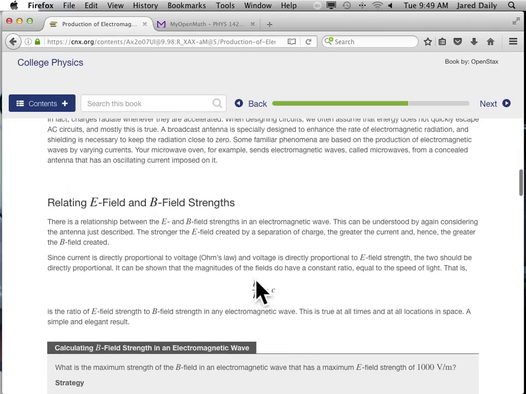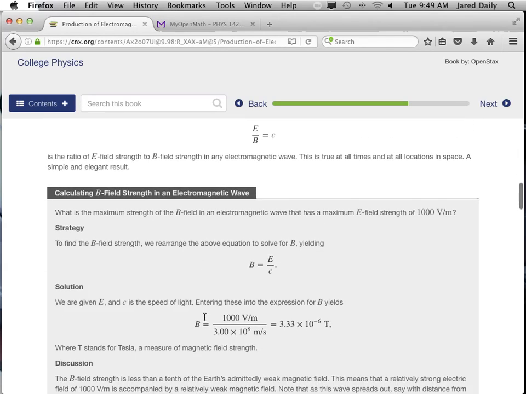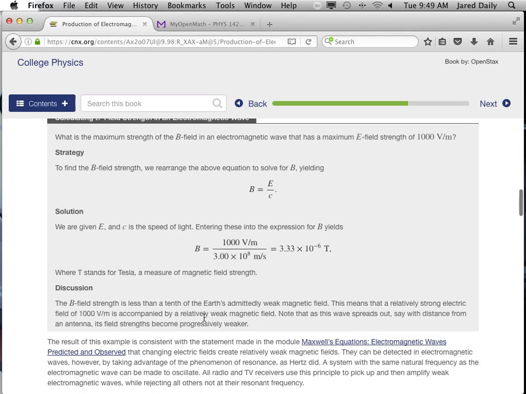So if you take the electric field magnitude divided by the magnetic field magnitude, you will get the speed of light. That is the ratio. So right here, we use this little equation, this little ratio, to calculate the magnetic field if we know the strength of the electric field, which is the easy thing to calculate.